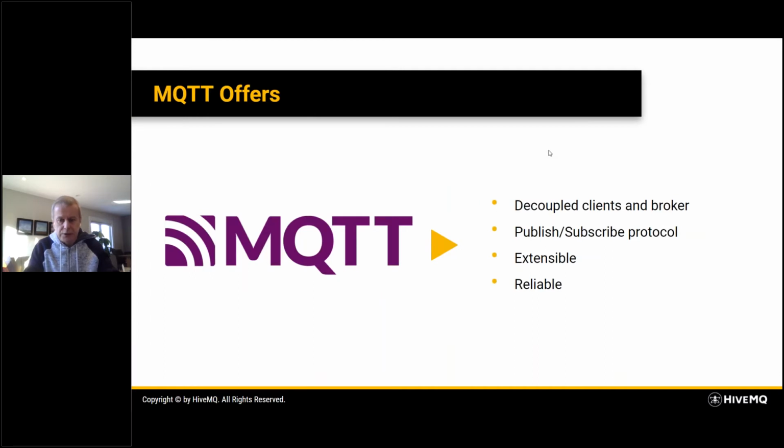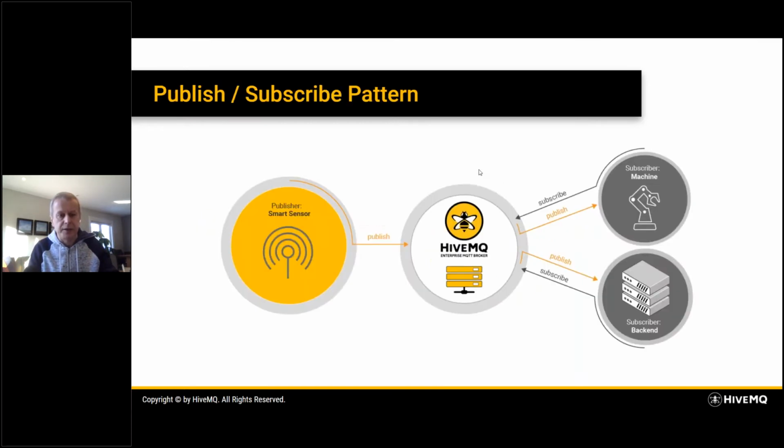So in summary, MQTT offers this decoupled architecture where your clients don't need to know about each other. The clients connect to a broker. They use a publish-subscribe protocol. It's really easy to add new clients into an MQTT scenario. And as we talked about, it can be highly reliable.